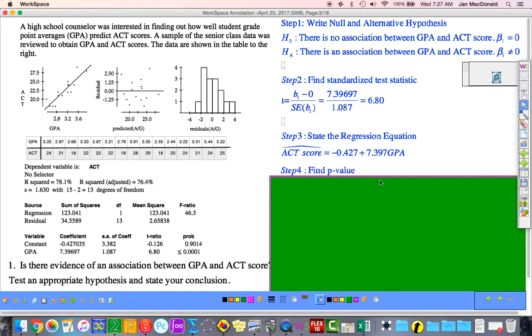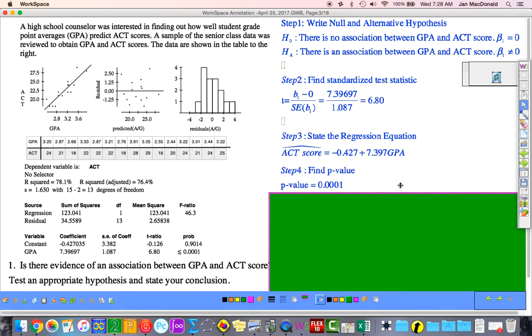Moving on, step 4, we're going to find our p-value. Our p-value again is given in that single row here in our computer printout. And this is our p-value. Our p-value is 0.0001. This is a two-tailed p-value. So luckily for us, our test is already set up for a two-tailed test. So our p-value here is 0.0001, which we know is, of course, very, very small.